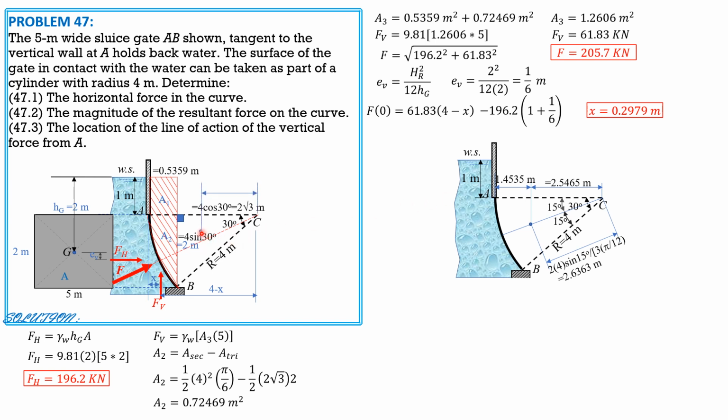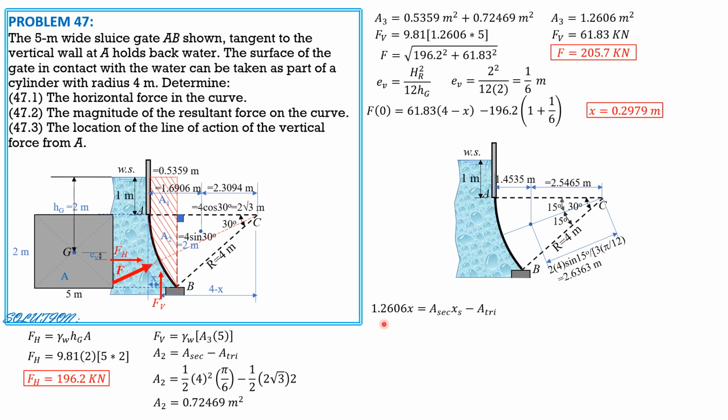For the triangle, the location of the centroid is here, and from vertex C, it is 2/3 of this distance, 2/3 of 2 square root of 3. So using your calculator, 2/3 of 2 square root of 3 in decimal, that's 2.3094 meters. Therefore, the distance of the centroid of the triangle from A is equal to 4 minus 2.3094, and that is 1.6906 meters. So we are now ready, because the last is just a rectangle. The distance of the centroid of the rectangle is half of 0.5359, so there's no need to specify or label that.